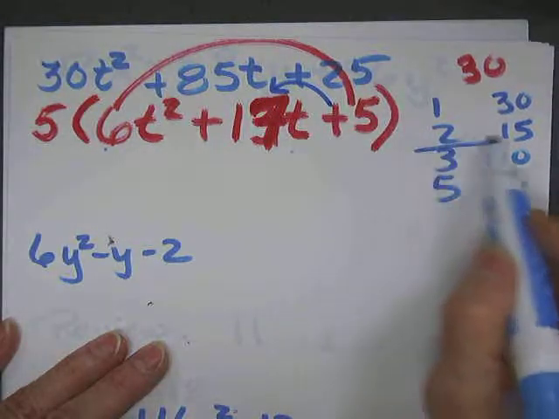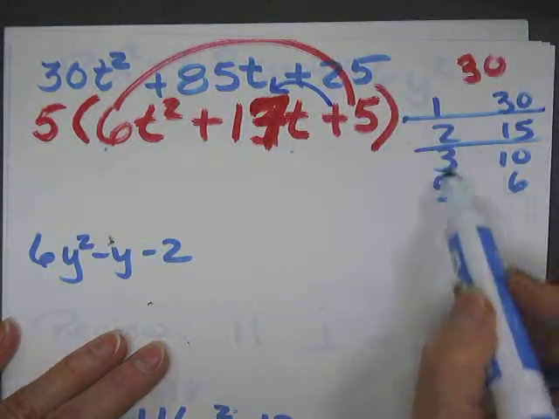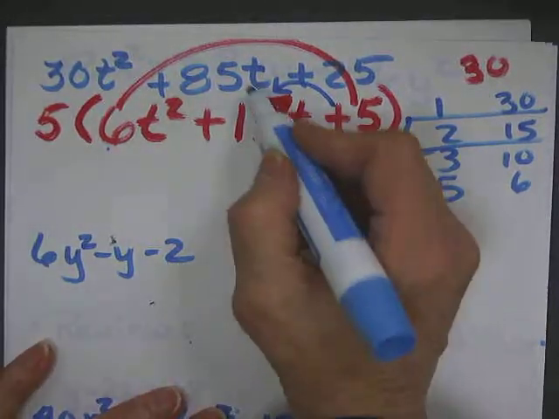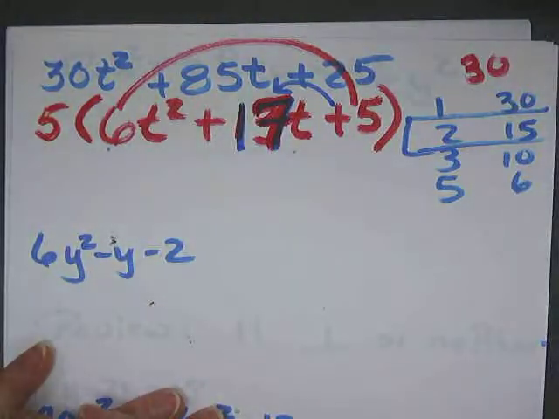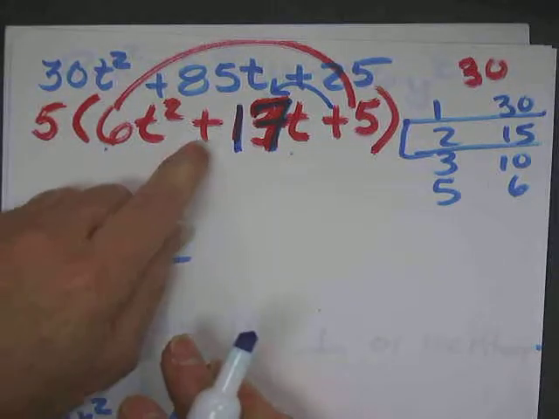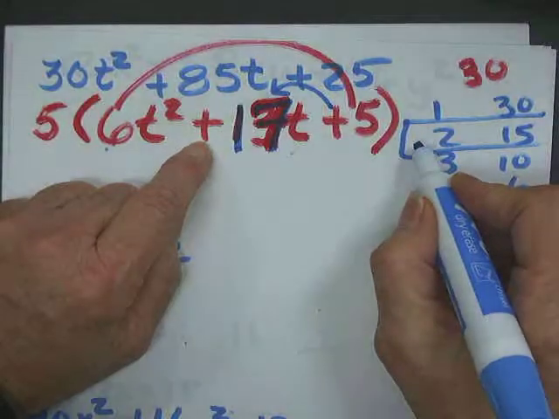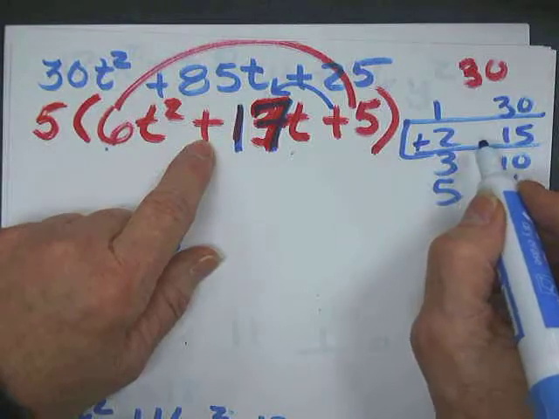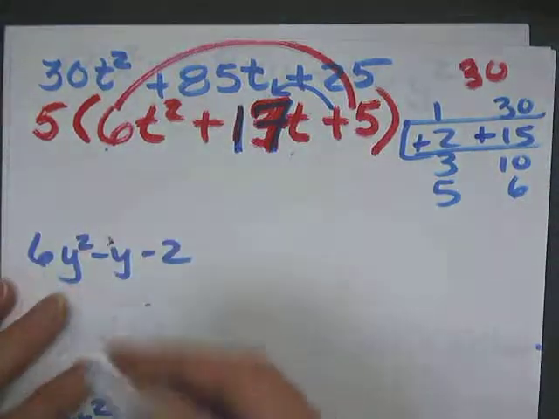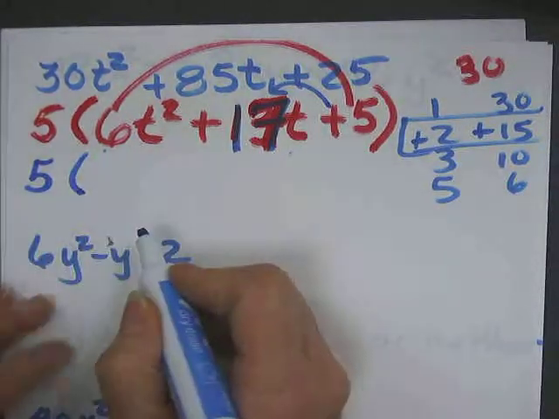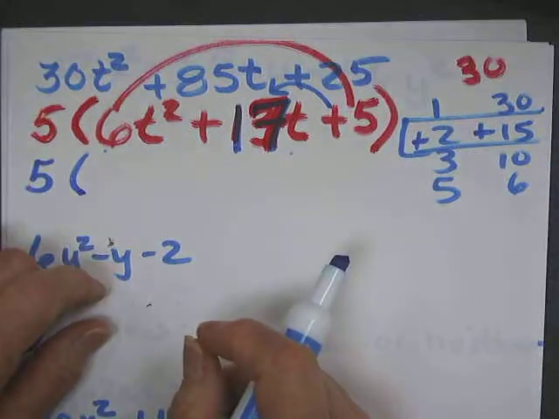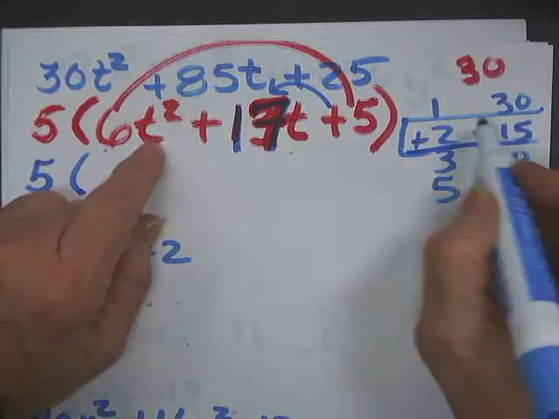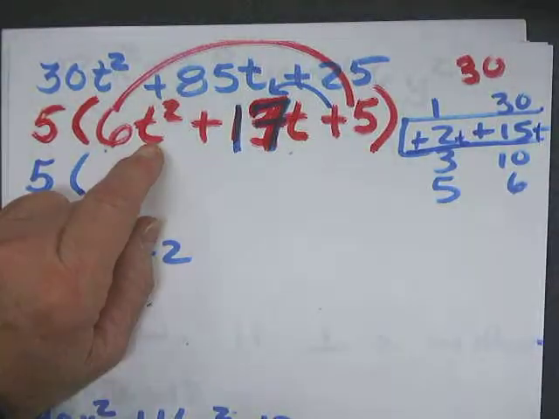So we have, I'm going to write it in something that's easier to read. 1 times 30, 2 times 15, 3 times 10, and 5 times 6. Which ones add up to 17? 2 and 15. And if I had used the 13, we would have picked the wrong ones. So good thing he told us I was wrong. Okay, 17, it's 2 and 15. How are we going to get positive 17? Same signs. Positives on both.